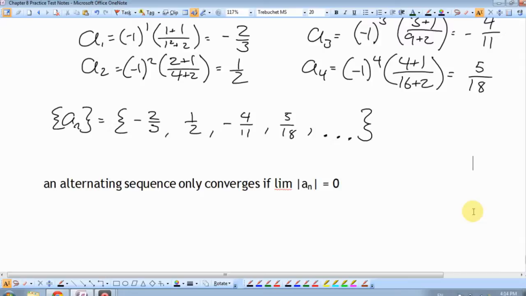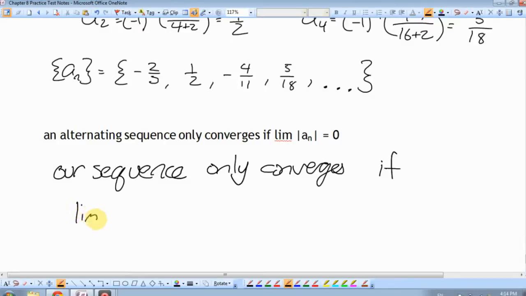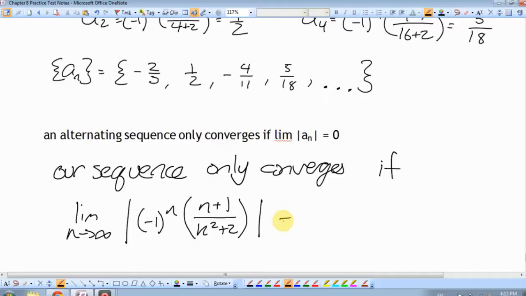Okay, so in other words, this is only going to converge if our sequence... Does that apply to both geometric and arithmetic sequences? Doesn't matter what it is, as long as it's an alternating sequence. It only converges if the limit as n approaches infinity of the absolute value of (-1)^n times (n plus 1) over (n squared plus 2) is equal to 0.